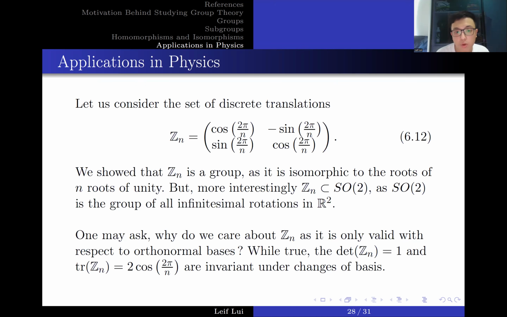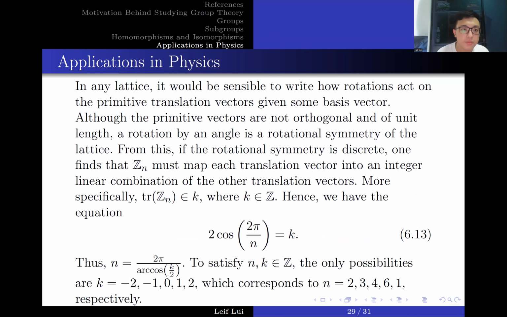And one may ask, why do we care about Zn, as it is only valid with respect to an orthonormal basis, and the primitive vectors may not be orthonormal to each other? While this is true, there are 2 invariants of Zn, namely the determinant and the trace. Since it is a subgroup of SO2, the determinant must be 1, and the trace must be 2 cos theta, or 2 cos of 2 pi over n. So these are invariant under basis change.